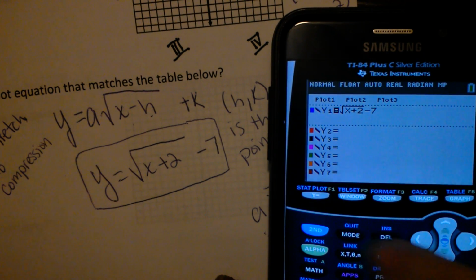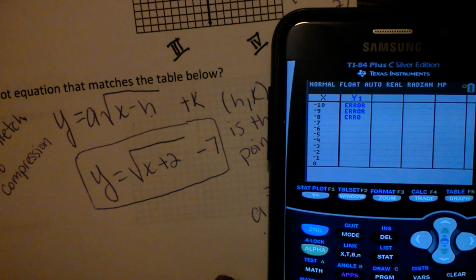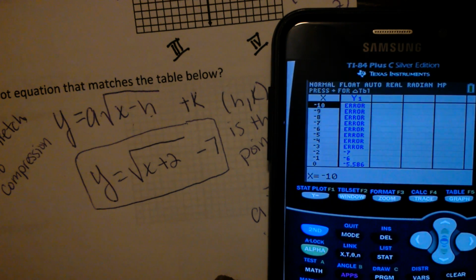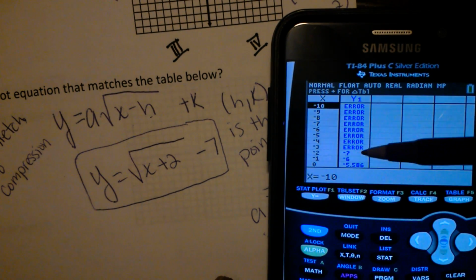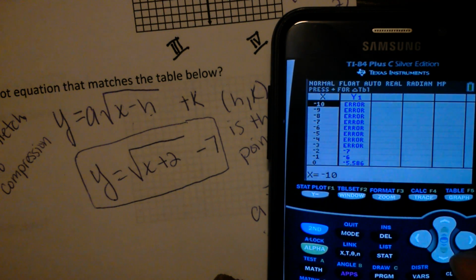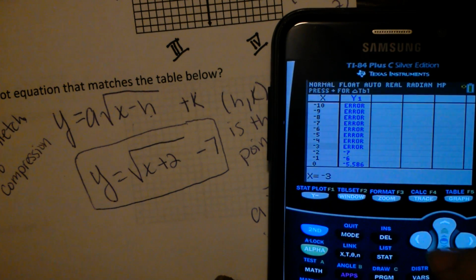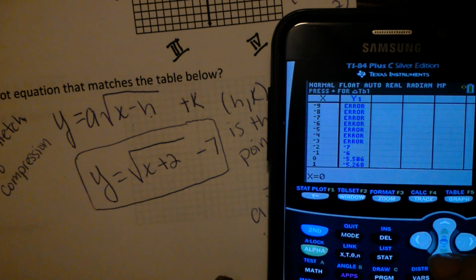For all you skeptics out there, put the equation in, look at the table. -2 should give me -7, -1 should give me -6, and 2 should give me -5. So it works.